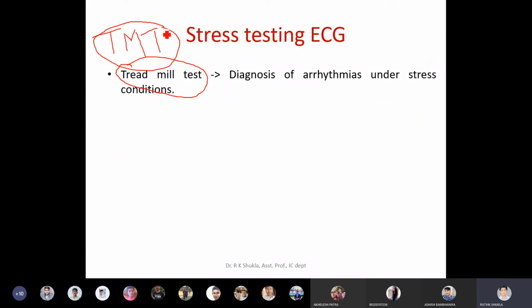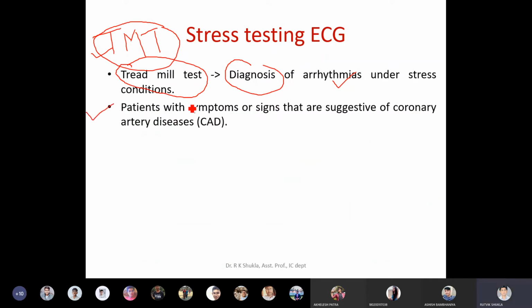There is a treadmill machine on which the patient is advised to walk, or sometimes the patient has to run as and when the protocol changes. And there are certain probes which they are connecting to the patient's body. And whenever the stress level over the patient's body will change, accordingly how the heart is going to react. So that is what they are diagnosing with the help of this TMT machine. In this diagnosis of arrhythmias under stress conditions, so how the heartbeat changes, whether it increases, whether it reduces. So that is what they want to see.